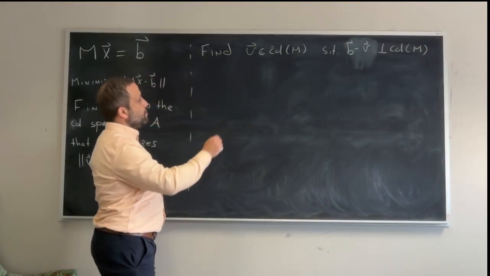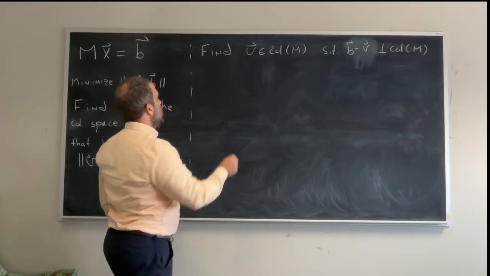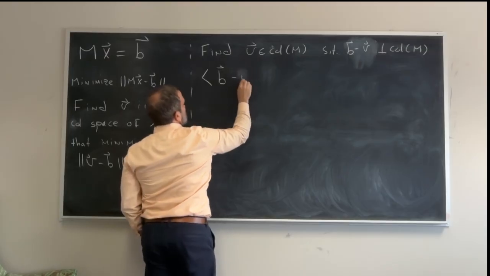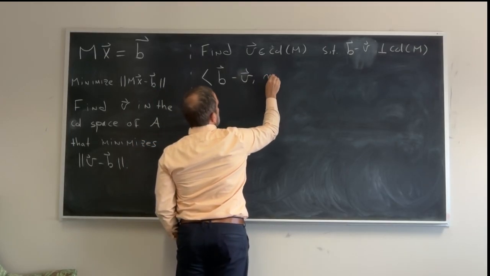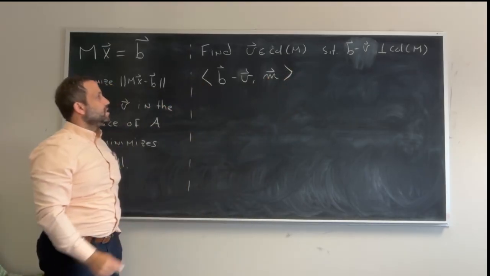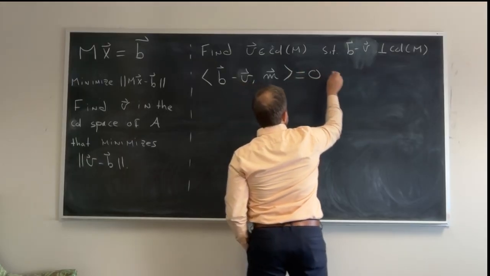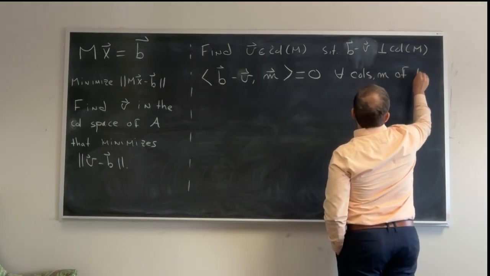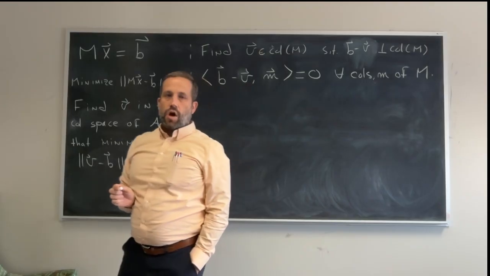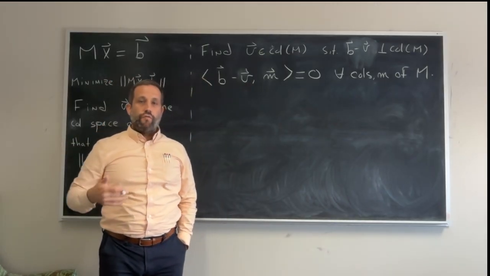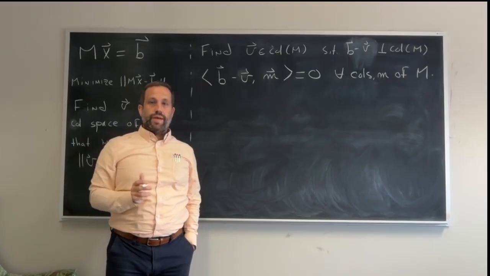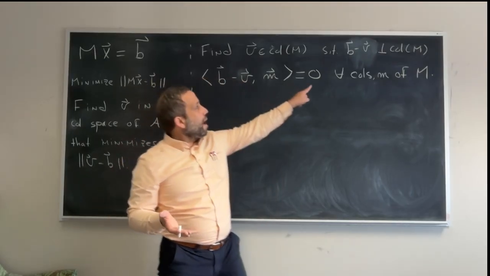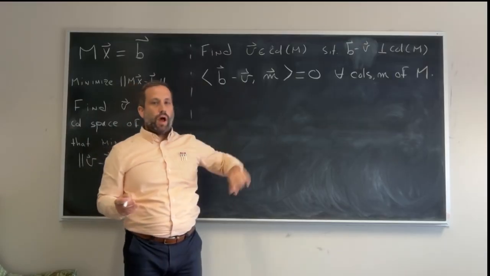Okay, so what does it mean for b minus v to be orthogonal to the column space of M? It means that if we take the inner product of b minus v with each column of the matrix M, this is equal to 0 for all columns of M. The columns of M, by definition, form a spanning set for the column space of M, so all of the columns of M are in the column space of M. So if b minus v is orthogonal to the column space of M, all of these inner products have to be equal to 0.